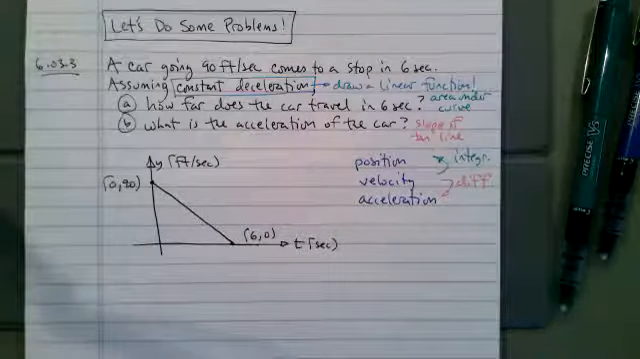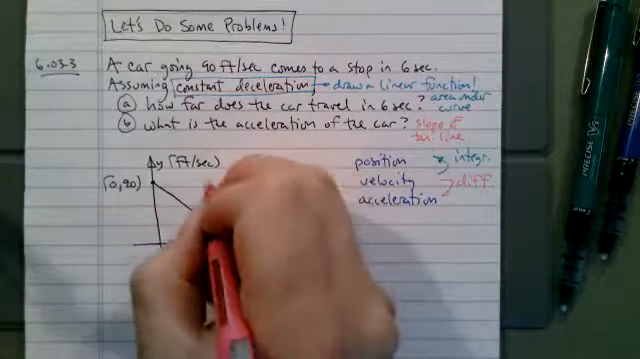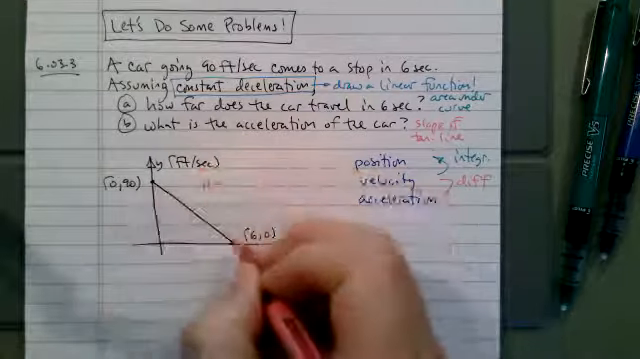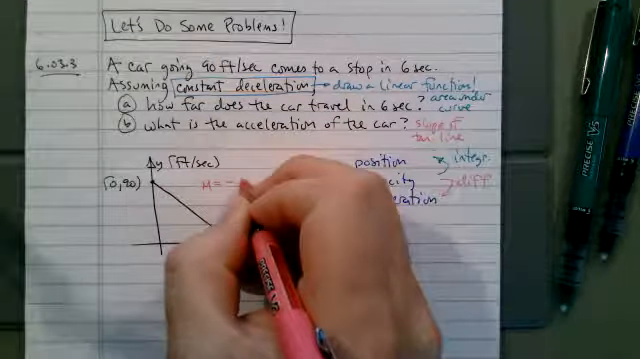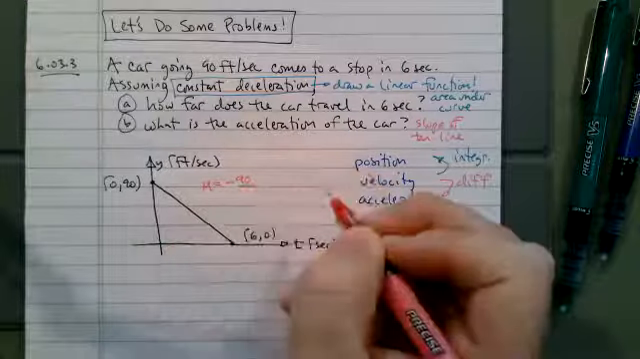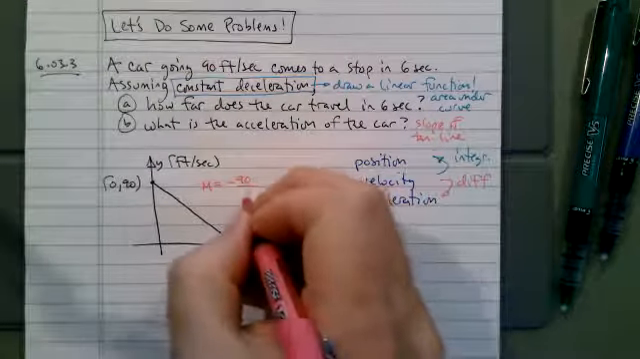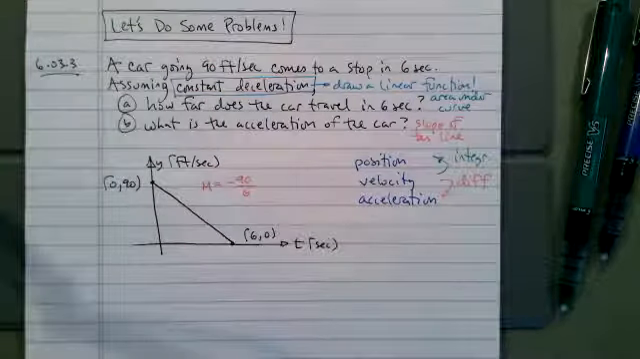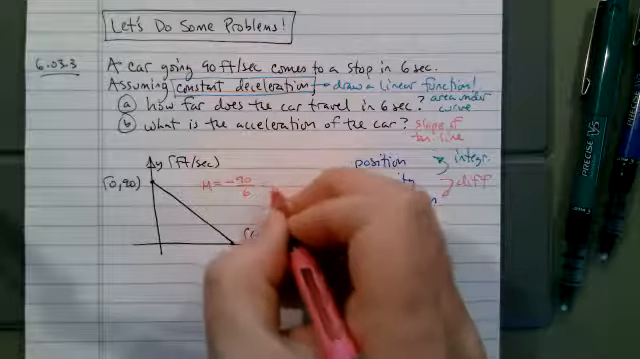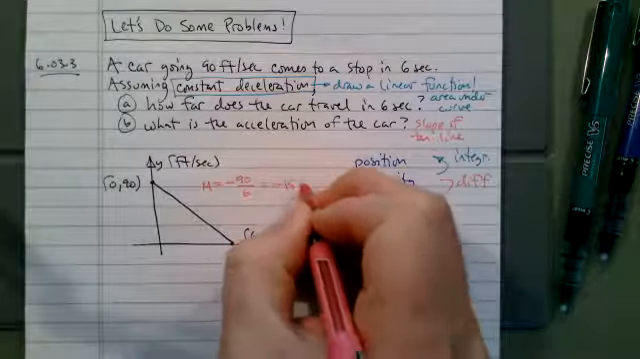So the slope of the tangent line is the change in velocity, negative 90 feet per second, divided by the change in time, 6 seconds. So negative 15 feet per second squared.